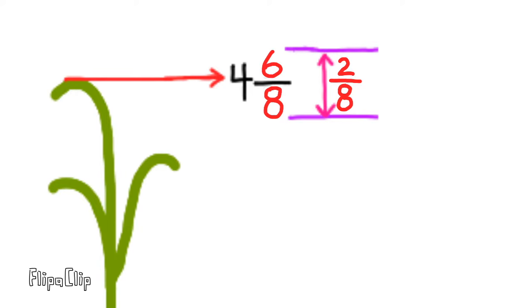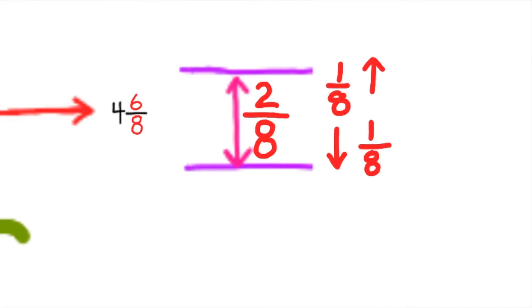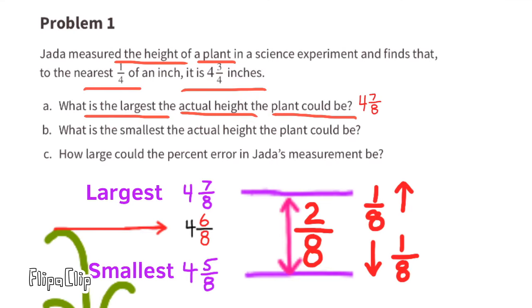The height of this plant could possibly be 1/8 taller than 4 6/8 or 1/8 shorter than 4 6/8. So the tallest the height of this plant can be would be 4 6/8 plus 1/8 or 4 7/8 inches tall. Now that we've answered A and determined that the tallest the plant could be is 4 7/8 inches tall, let's answer B. What is the smallest the actual height of the plant could be?